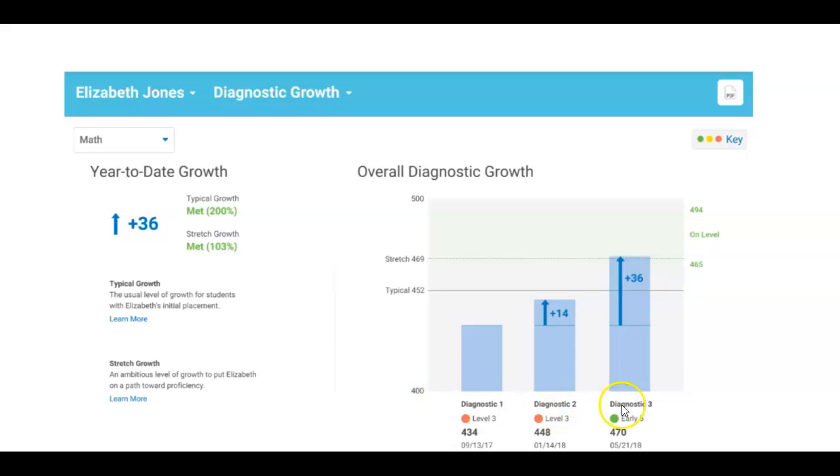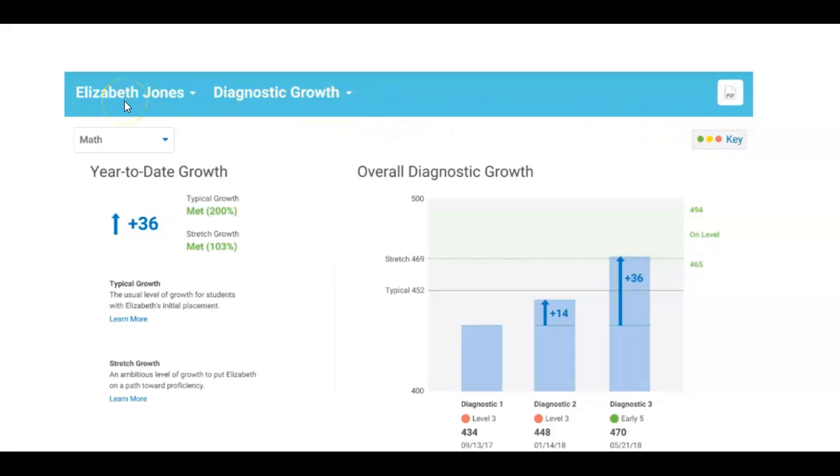iReady has spent years gathering data on students and how they typically perform across the United States. With this example of Elizabeth Jones' Diagnostic Growth Report, I'll walk you through what all the information means. You'll want to notice that the iReady report is in math only for our students, and that there is a key that follows. Red is below grade level, yellow is approaching grade level, and green is on grade level.